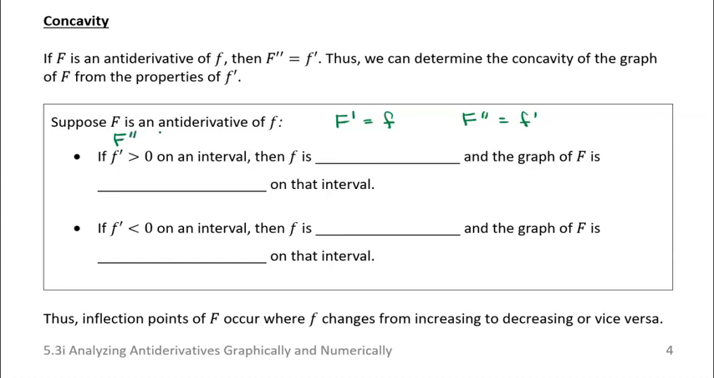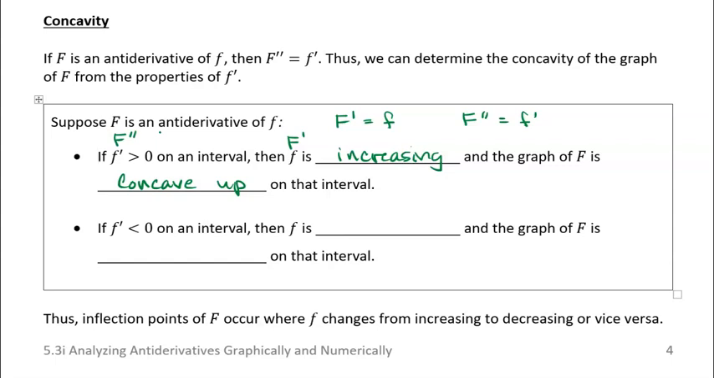Okay, if it's positive, then lowercase f, which is F prime, is increasing. And the graph of the antiderivative is concave up on that interval. Okay, so remember that we looked at the slope of the derivative to find the second derivative.